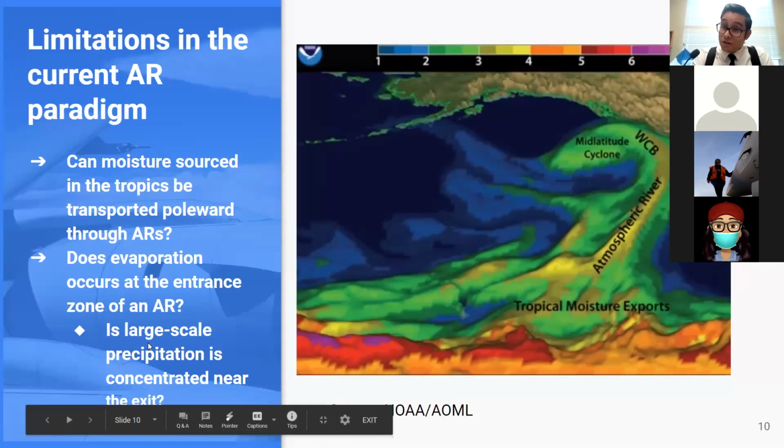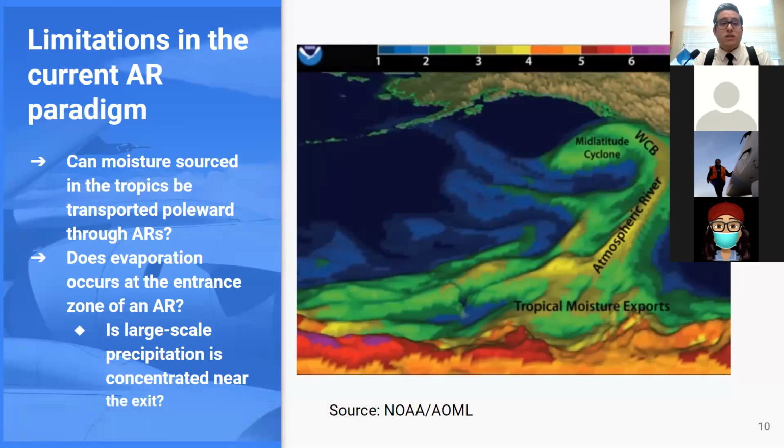So the limitations in the current paradigm, as you can see in the past image, were: can moisture sourced in the tropics be transported forward through ARs? Does evaporation occur at the entrance zone of an AR? Is large-scale precipitation concentrated near the exit? I have a typo in there. So we're going to see. Since atmospheric rivers are mainly measured with quantities that are vertically integrated, they are horizontal, and the vertical nature of it is masked in this analysis. Now, it is very useful as it is in mid-latitudes, but in the tropics, it encounters problems.